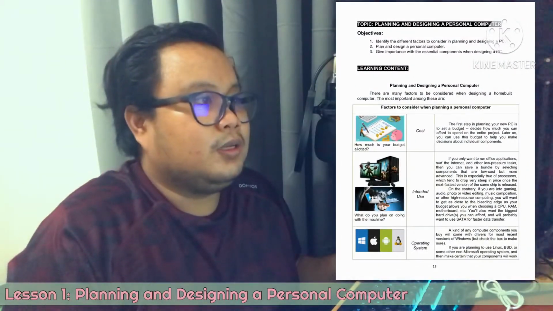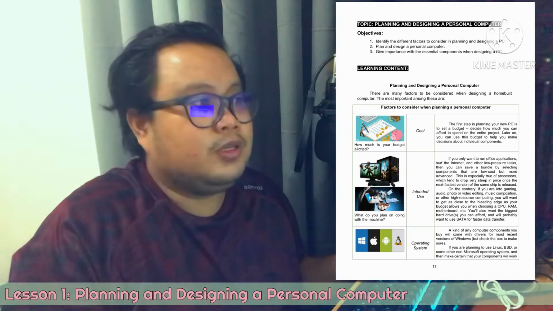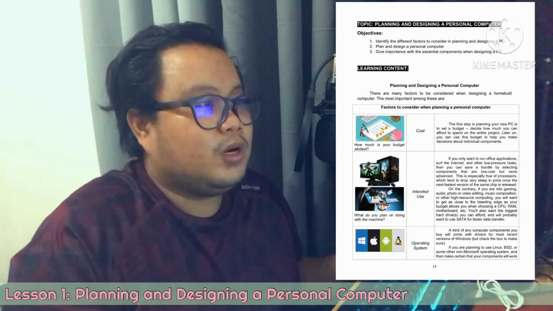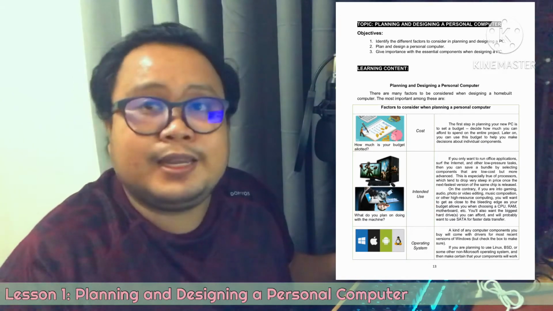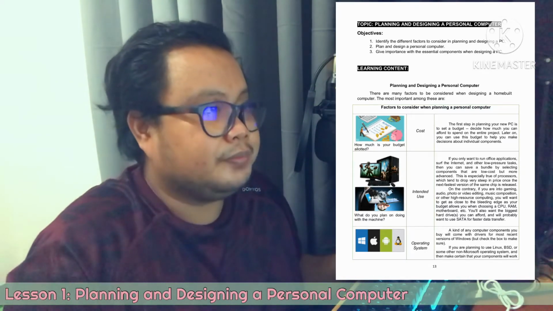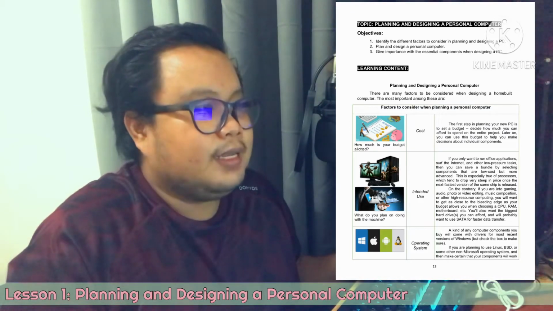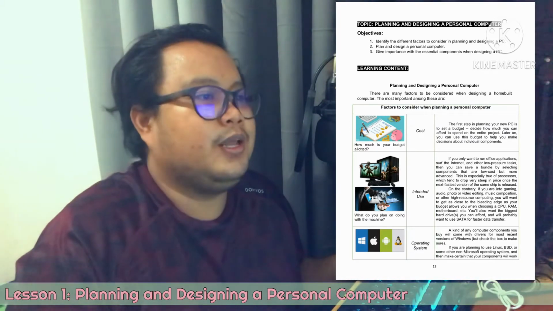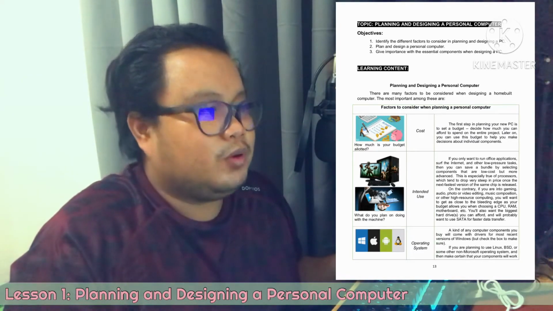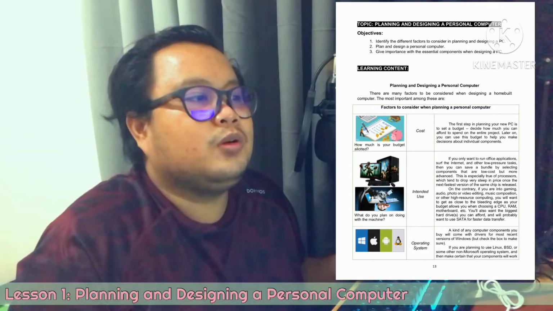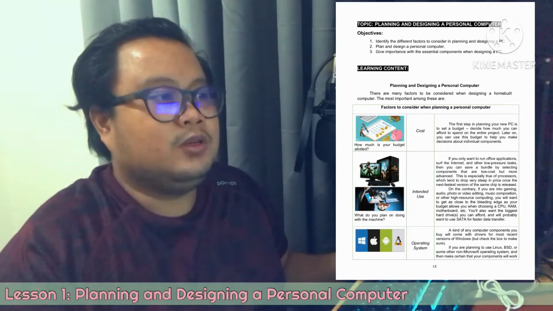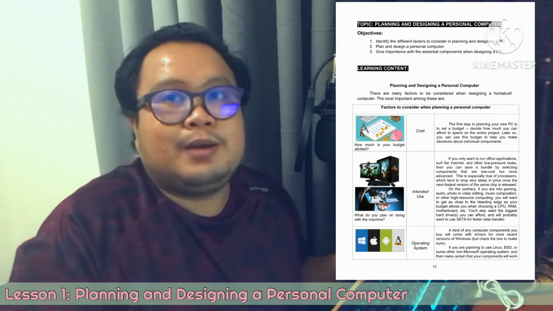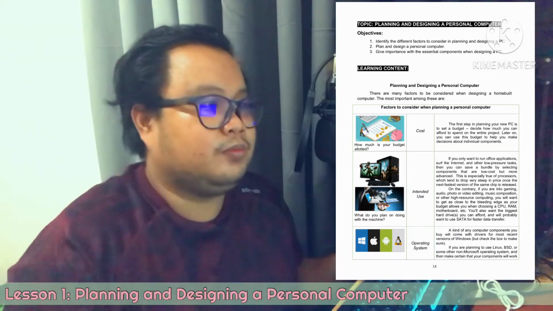So the objectives for our lesson: number 1 is to identify the different factors to consider in planning and designing a personal computer. Number 2 is to plan and design a personal computer, and number 3, give importance to the essential components when designing a personal computer. So yun yung mga objectives natin na dapat ma-attain natin for this lesson.